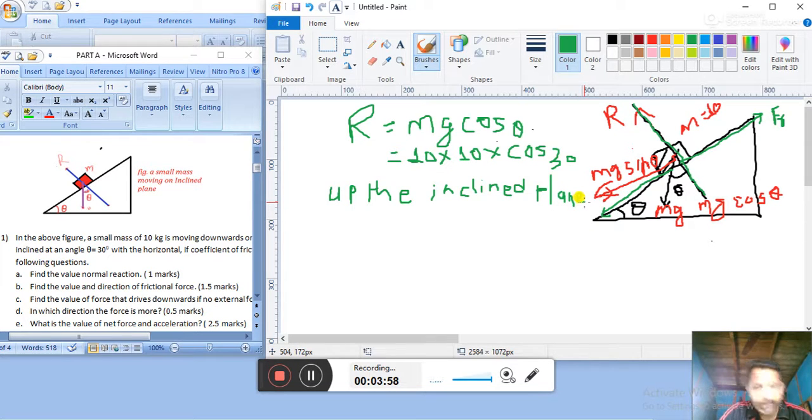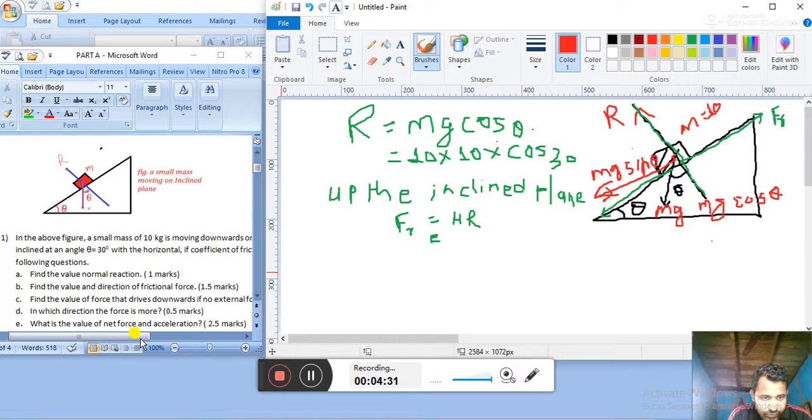Next, what is the value and direction? The value of the frictional force is F equals mu R. You know that one. F, the frictional force, equals mu R, where mu is the coefficient of friction. We call it the coefficient of friction. What is the mu value? The mu value is given here, you can read it.